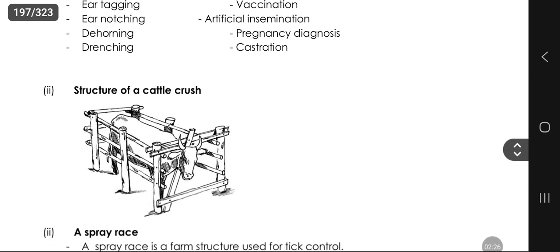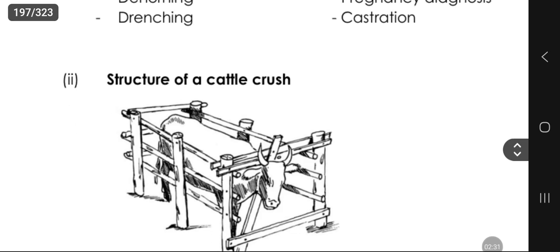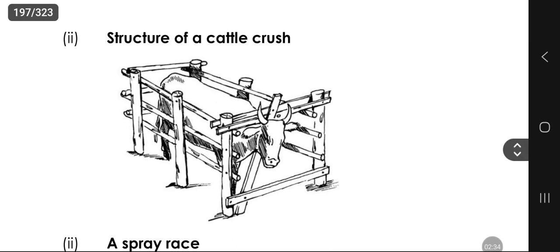So the structure of the cattle crash looks like that. Hope you can see it very well there. That is what we call a cattle crash. Hope you can see it very well. The animal cannot move about, so whatever you want to do, if you want to put a tag on its ears, you can easily do it while it is restrained in one place.